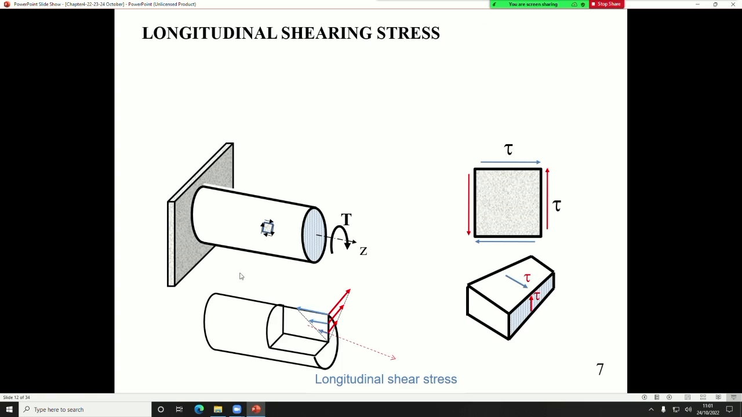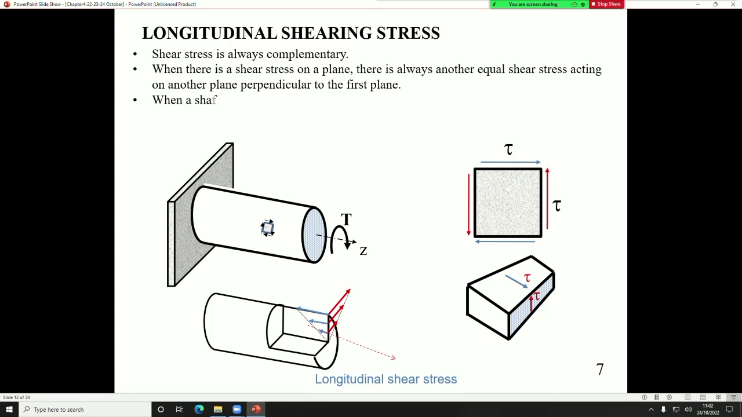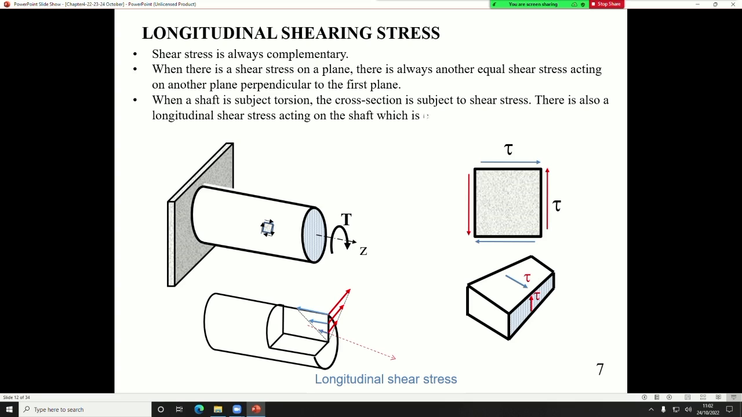So this is the shear stress distribution on the cross section, and this is the shear stress because of the characteristic of shear stress being complementary. So we have a shear stress on the cross section, and we also have it in the longitudinal direction of the cylinder. That is the characteristic of shear stress being complementary. Whenever we've got it on one plane, we always have it on another plane, which is normal to the first one.